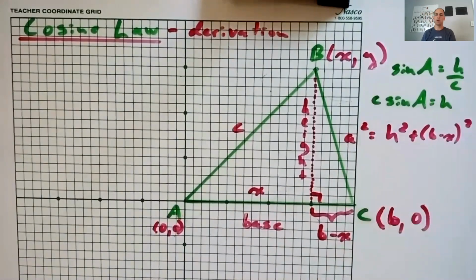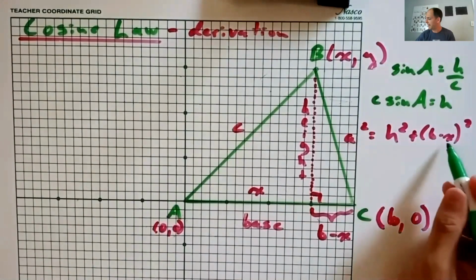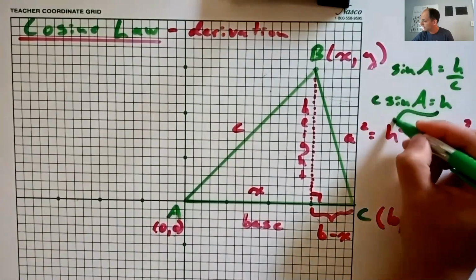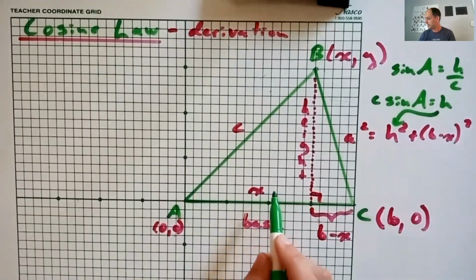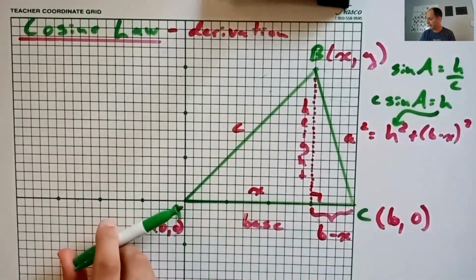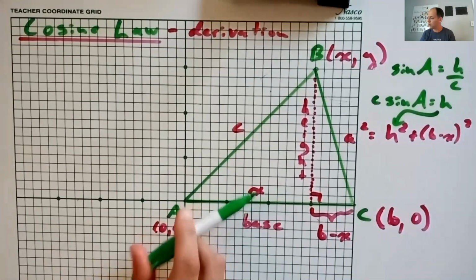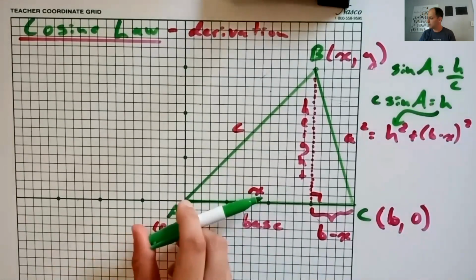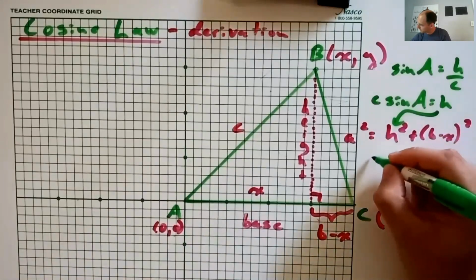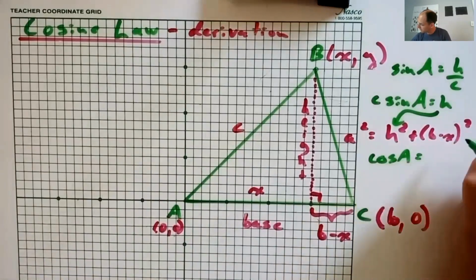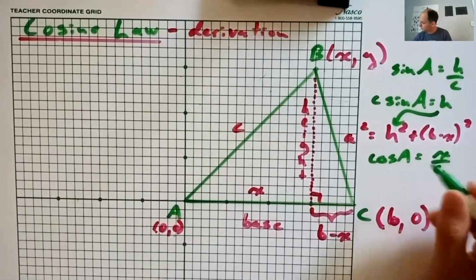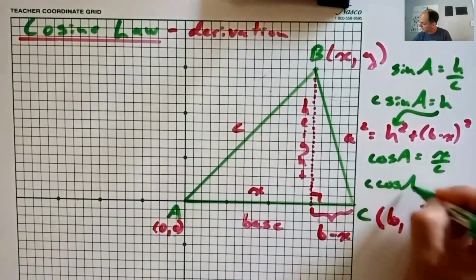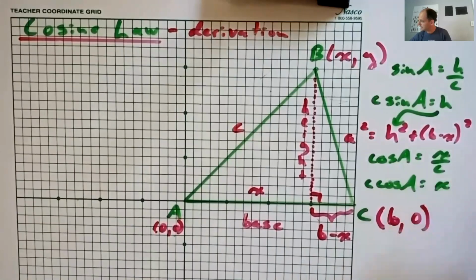is equal to h. We also need to substitute in for x here. So h is going to go in here, and we need to find an equation that will include x. Well, if we consider cosine of angle A, x would be the adjacent side. So the cosine of A is going to be equal to x over c. And if we rewrote this for x, we would say that c cos A is equal to x. And we will use that to substitute in for x.